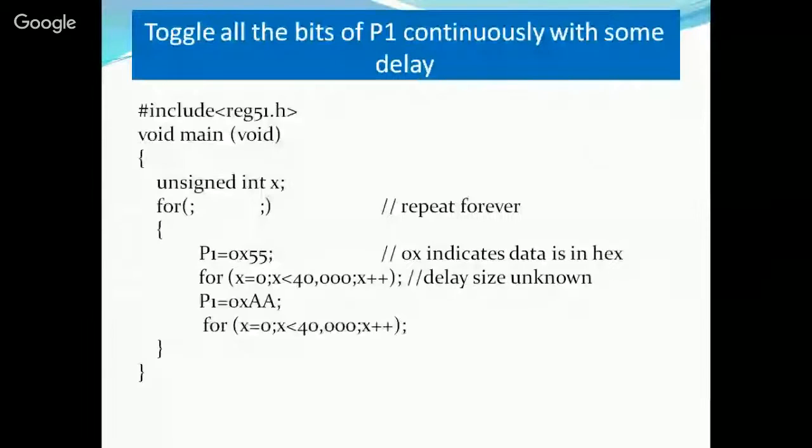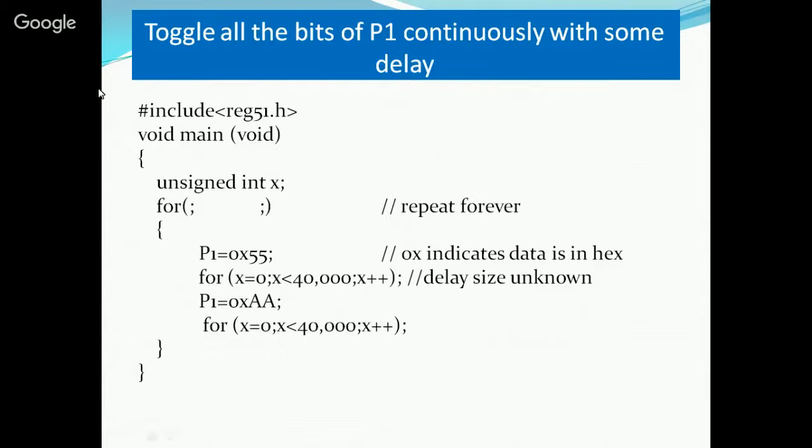So this was the program which we did last, this was the last program which we did yesterday, in which all the bits of P1 were to be toggled with some delay. One thing was left out, that in case we want to repeat a certain process continuously, means forever. Repeat forever means it's an endless loop. Then either we can use an empty for loop or we can use while one.